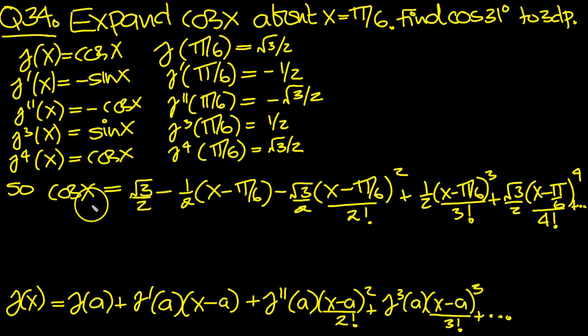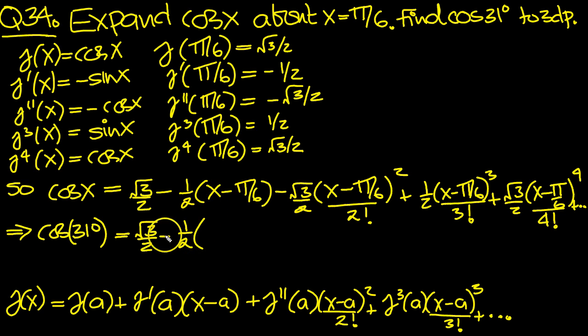So if we put in cos of 31 degrees, now we're working in radians, but it's easy on the eye to write 31 degrees, will be root 3 over 2 minus a half. Now this will be 31 degrees in terms of its radians. So radians, 31 degrees, let's see what that equals then.